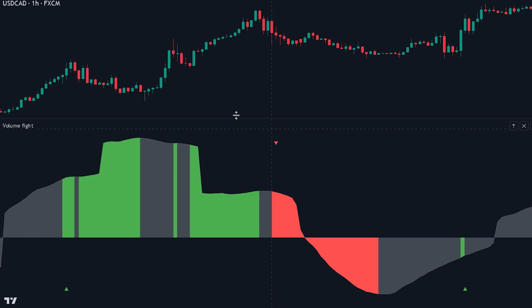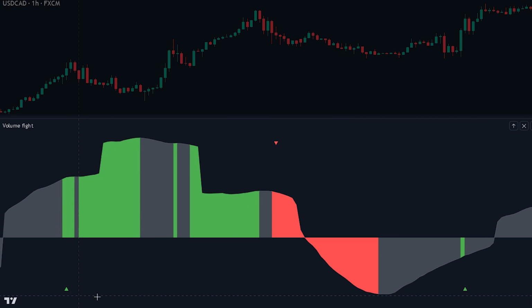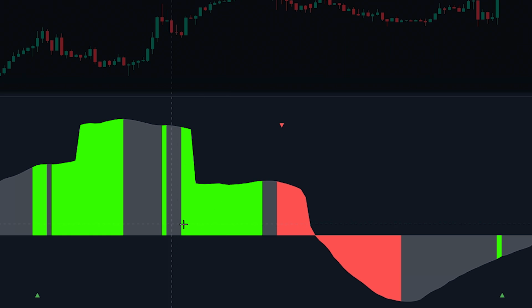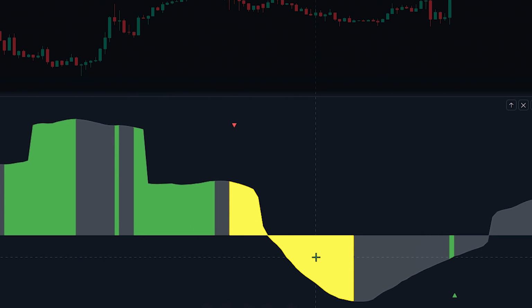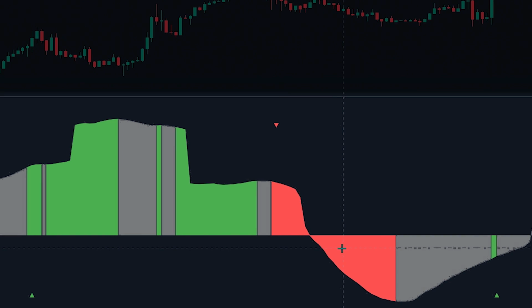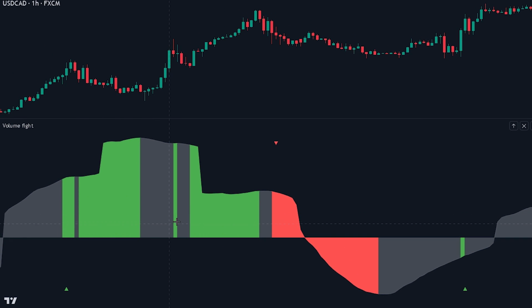The indicator has 2 main components, the first of which is the volume difference area. The green zones within this area represent bullish volume and the red zones in the area represent bearish volume. The gray zones, also known as flat zones, represent periods in the market where there is no predominance of bullish or bearish volume. The second component of the indicator is the triangle, which is plotted every time the predominant volume switches between bullish or bearish.